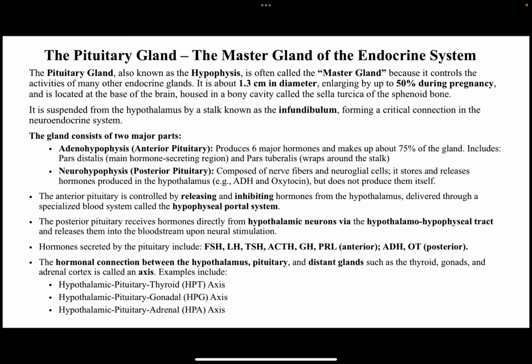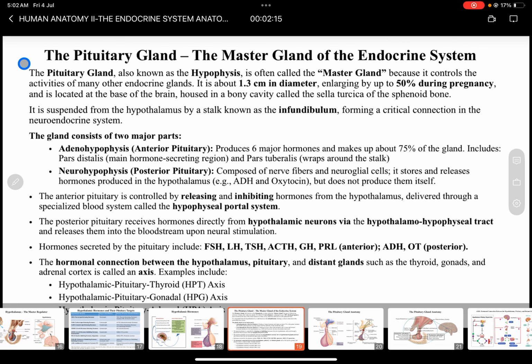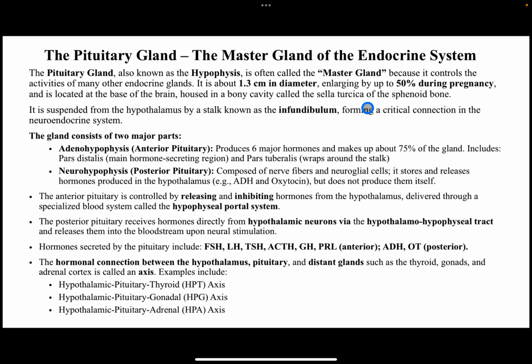Another thing is that it is about 1.3 centimeters in diameter, enlarging by up to 50% during pregnancy, and is located at the base of the brain. It is housed in a bony cavity called the sella turcica of the sphenoid bone. The pituitary gland is suspended from the hypothalamus by a stalk known as the infundibulum, forming a critical connection in the neuroendocrine system.